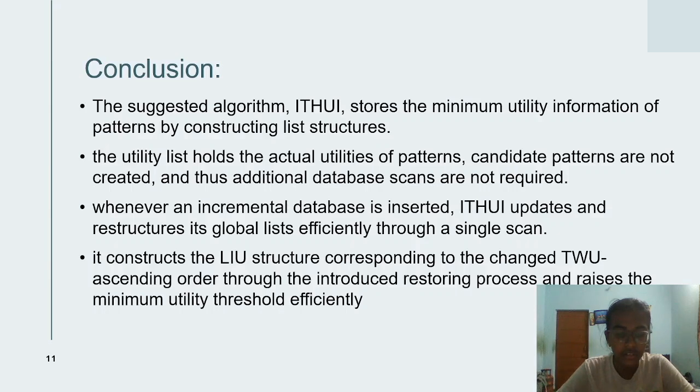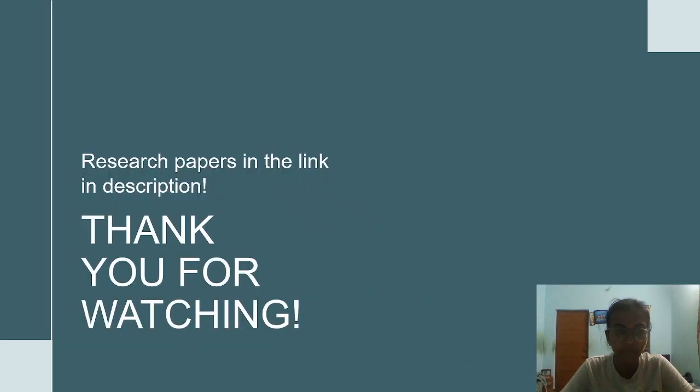Additionally, it constructs the leaf item utility structure corresponding to this changed transaction weighted utility ascending order through the introduced restoring process and raises the minimum utility threshold efficiently. Therefore, this algorithm is suitable for processing incremental data. This is one method where list-based data structures are used for efficient pattern mining.